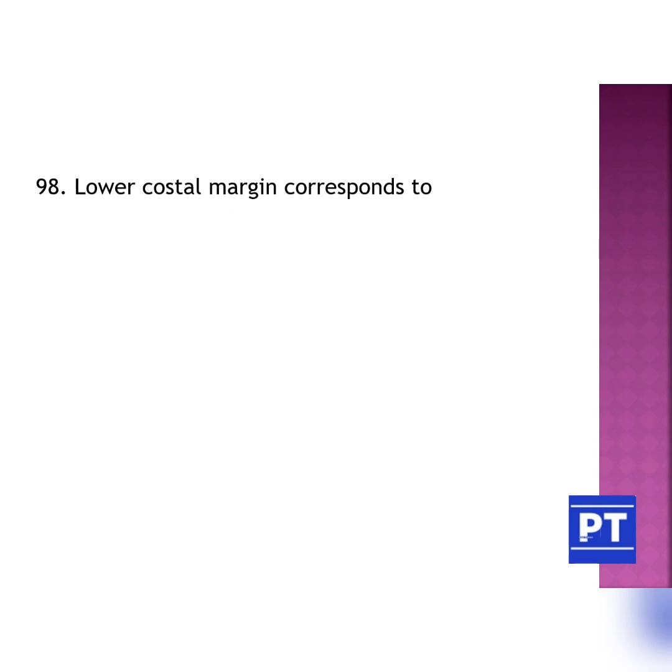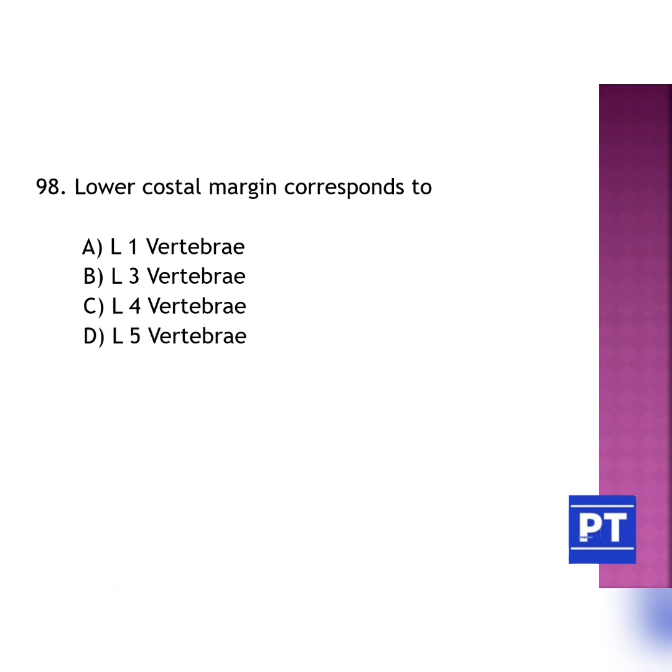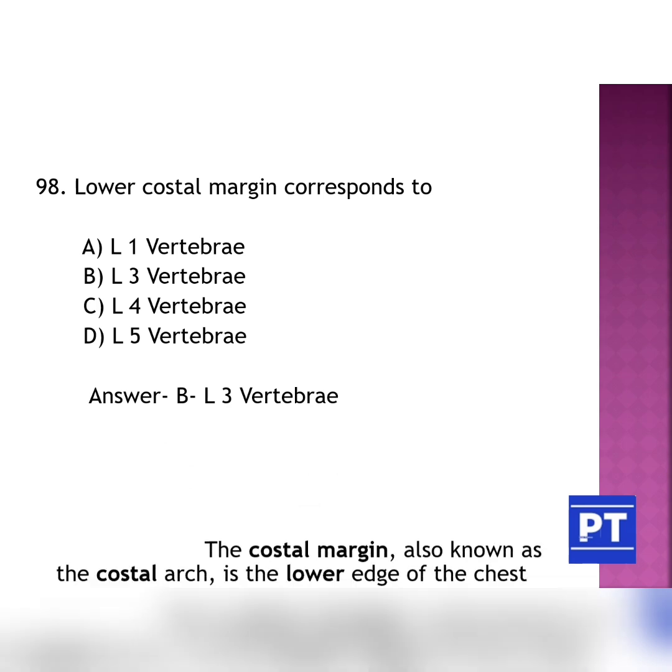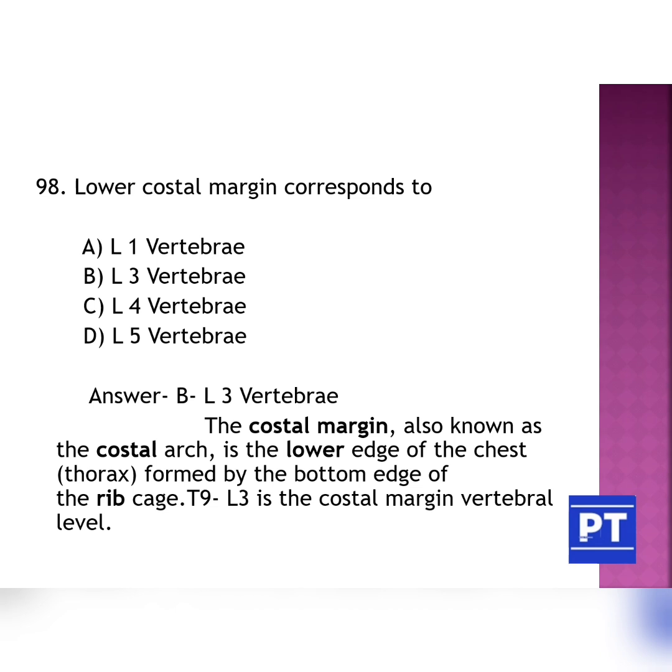Number 98. Lower costal margin corresponds to option A L1 vertebra, option B L3 vertebra, option C L4 vertebra and option D L5 vertebra. The answer is option B L3 vertebra. The costal margin, also known as the costal arch, is the lower edge of the chest thorax formed at the bottom edge of the rib cage. T9 to L3 is the costal margin vertebral level. So the lower costal margin corresponds to the L3 vertebra.